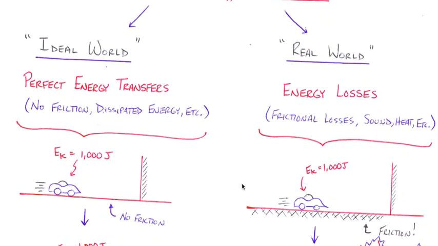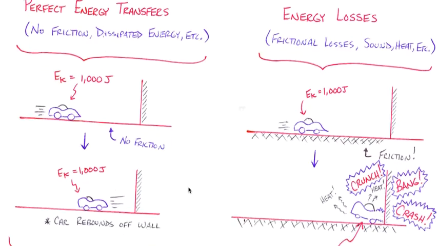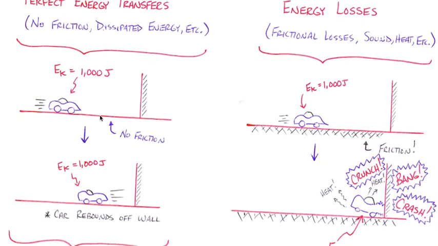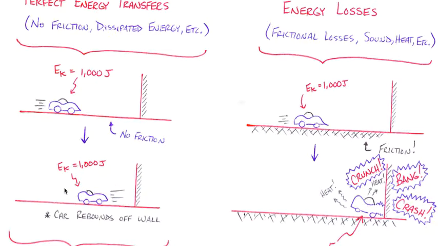So in both examples, I have a car that's traveling towards a wall, and it has kinetic energy of 1,000 joules. In this case, there's no friction, anything like that. And in this case, we do have some friction. Now, after these two objects collide, well, in the ideal world with perfect energy transfers, this car hits the wall and bounces back.